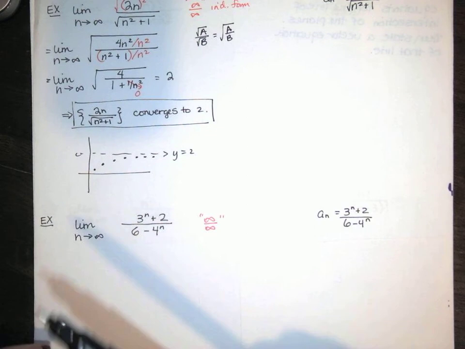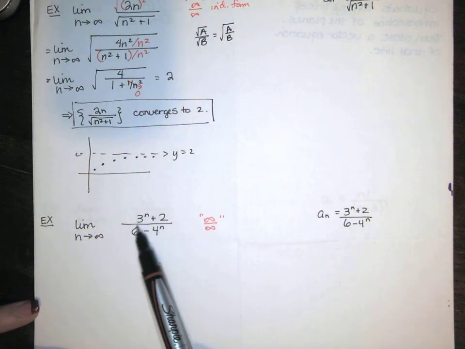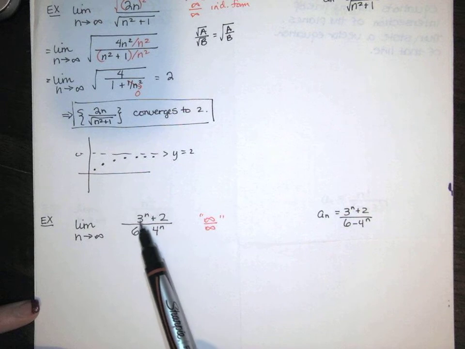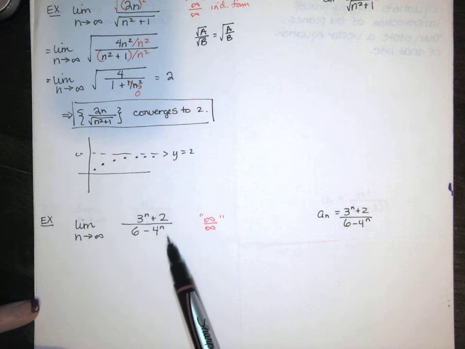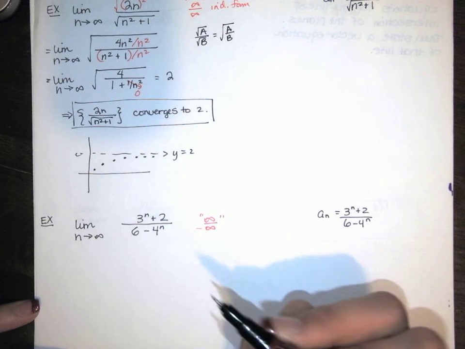So thinking similarly over here, the problem is the 3 to the n and the 4 to the n. I'd really like to get rid of those, because if I could get rid of one of these, I'd get rid of the infinity over infinity. There's actually negative infinity in the denominator.